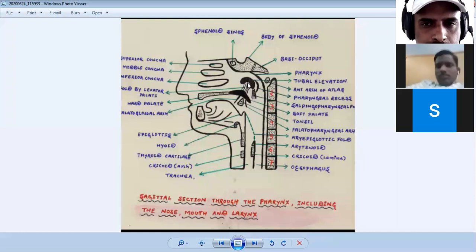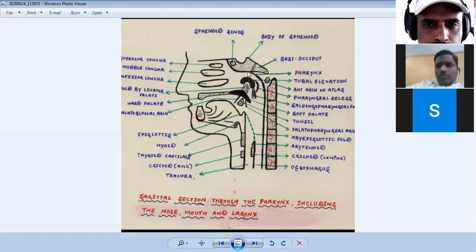And the tubal elevation, where it is opening, we have the tubal elevation. This is the part which we call a tubal elevation. And we have the salpingopharyngeal fold, which you are going to get here, that fold of mucous membrane.